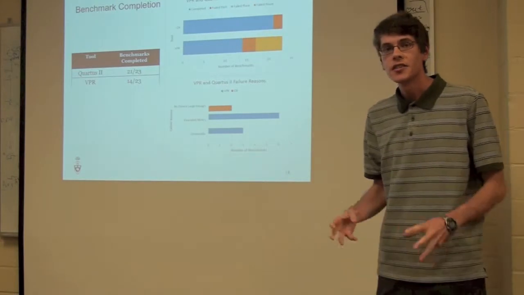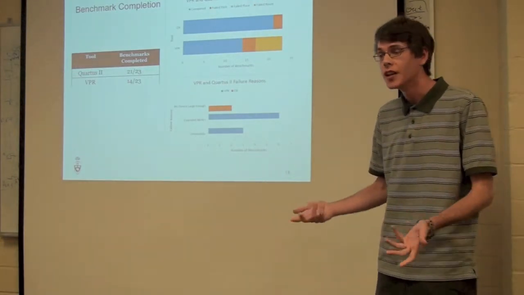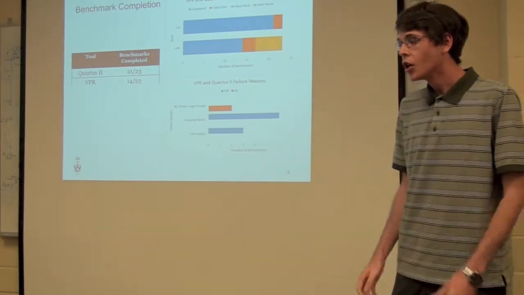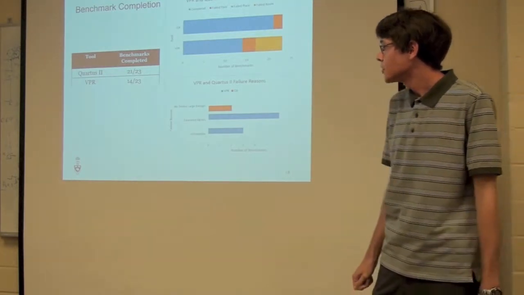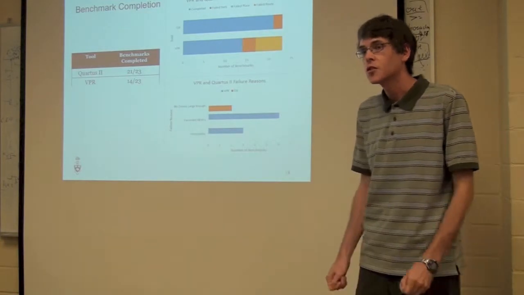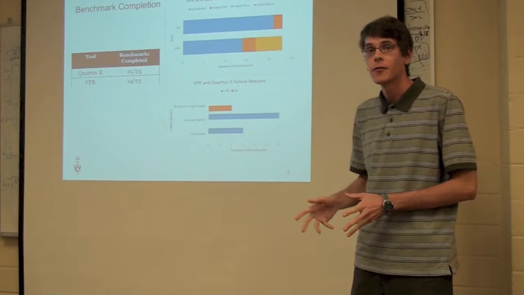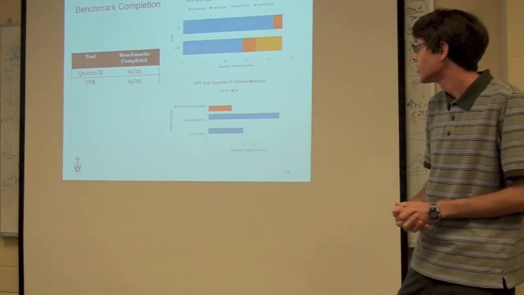So now we can go on and basically take a look at how both tools did in terms of actually completing some of our benchmarks. So looking at Quartus first, Quartus completed nearly all of the benchmarks, 21 of 23, while VPR completed only slightly over half of the benchmarks, 14 of 23.